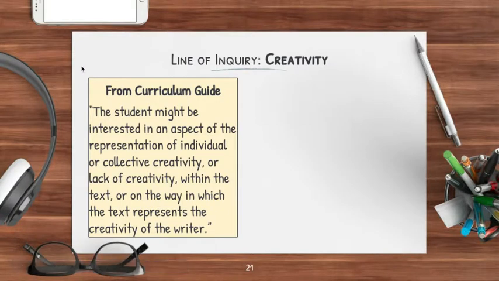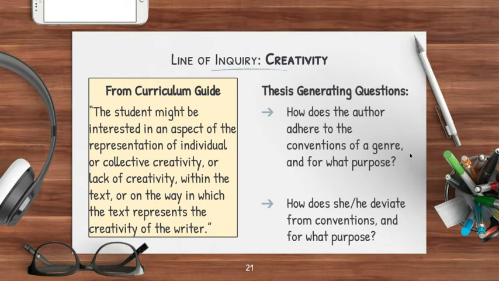Creativity says the student might be interested in an aspect of the representation of individual or collective creativity or lack of creativity within the text, or on the way in which the text represents the creativity of the writer, right? And so for this one, I wanted to provide you with questions that might help you generate your own thesis. So for example, how does the author adhere to the conventions of a genre and for what purpose, right? Why did they decide to construct their work the same way that everybody else has ever constructed their plays or their novels, etc.?